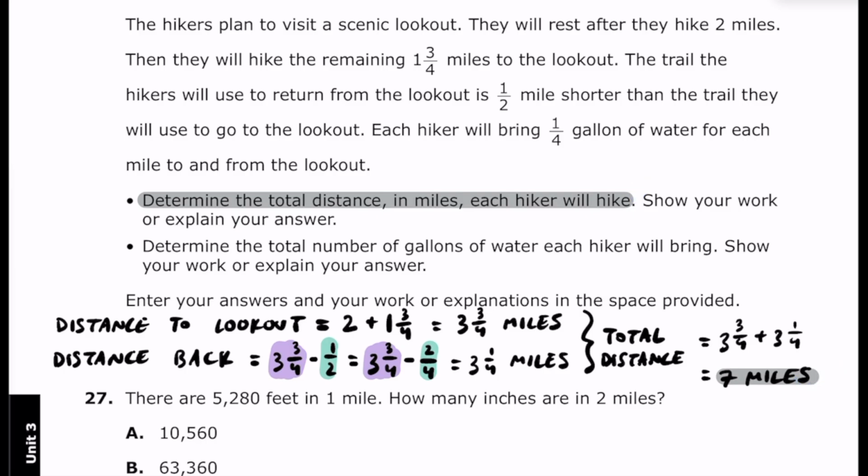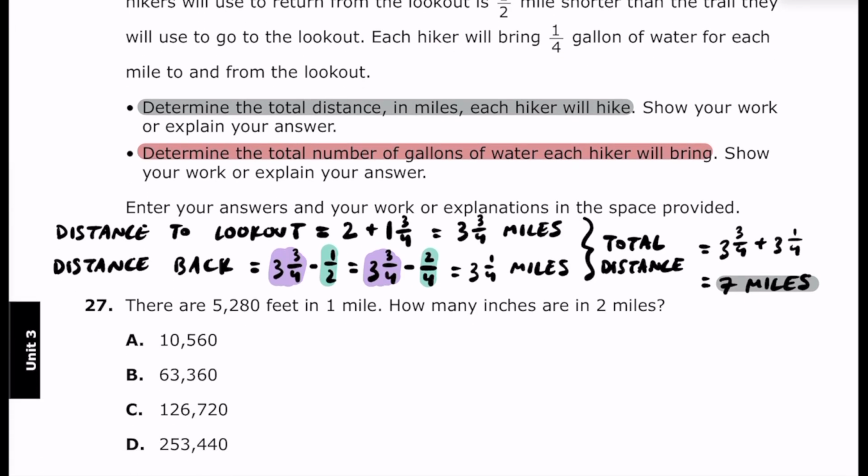The next thing we have to do is determine the total number of gallons of water that each hiker is going to bring. Now keep in mind that each of these hikers is going to bring 1/4 gallon of water for each mile that they're going to be hiking, right? So the expression that you would write here is that the gallons per hiker is going to be 1/4 gallon of water per each mile. There are 7 total miles that each of them are hiking.